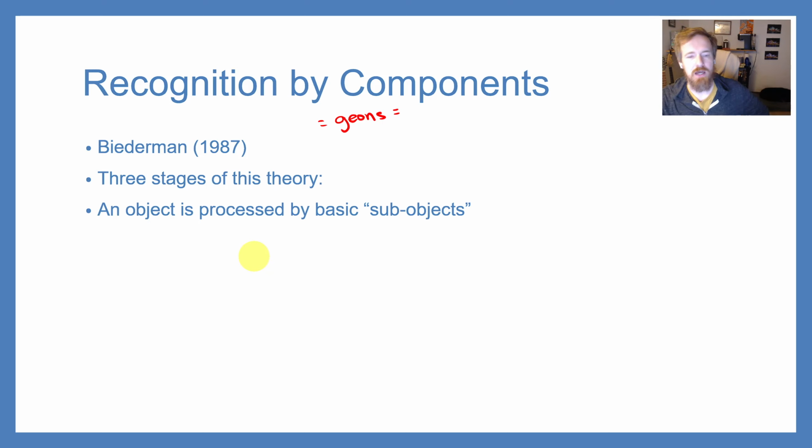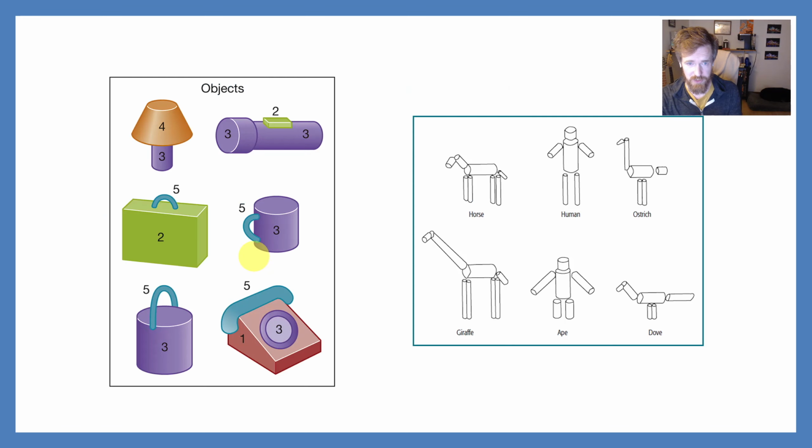All right, anyways, there are 3 stages of this theory. The first thing when we see a complex object is that we're going to break it down into its sub-objects. And that's what you're seeing here. So basically, if we were looking at this lampshade, very easy. You can break it up into 2 separate objects where you have this funnel and then you have the cylinder. So you got these 2 basic sub-objects, these 2 geons.